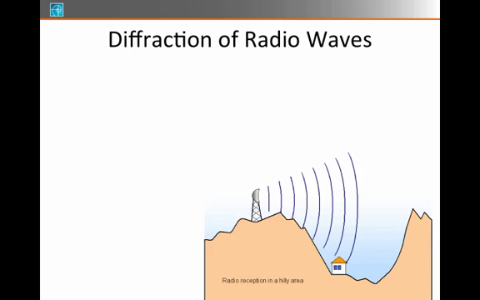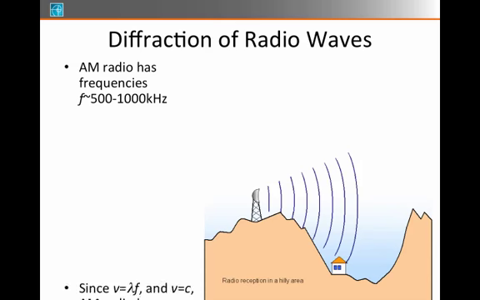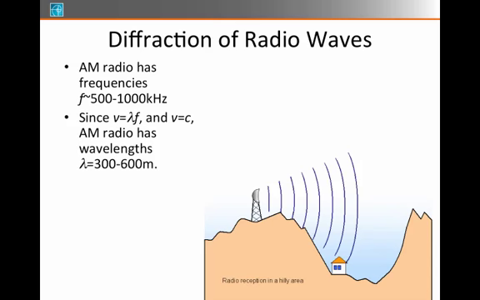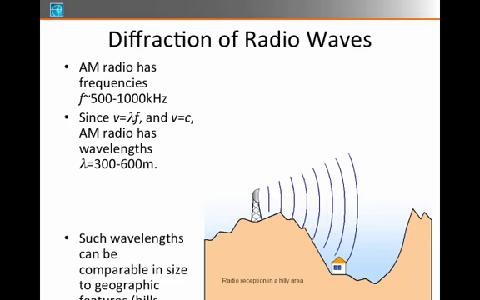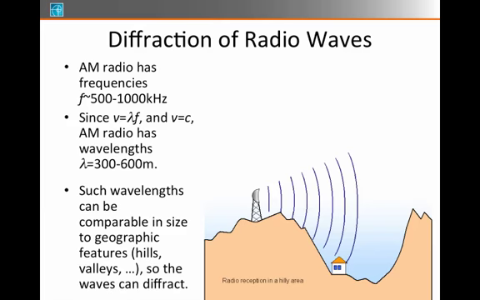Radio waves sometimes get diffracted as well. If you think about what AM radio is, AM has frequencies on the order of 500 to 1,000 kilohertz on your dial. And if you remember that the velocity of a wave is always equal to wavelength times frequency, and here the speed is c, then AM radio has wavelengths on the order of 300 to 600 meters, so it's pretty big. Such wavelengths can be comparable in size to the geographic features like hills or valleys that they would encounter as they're going around to try to get to your house, and so they would actually diffract.